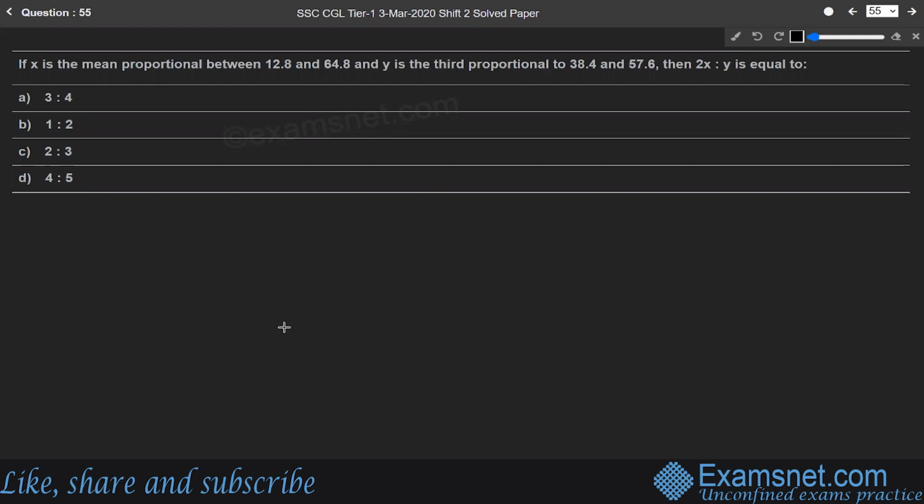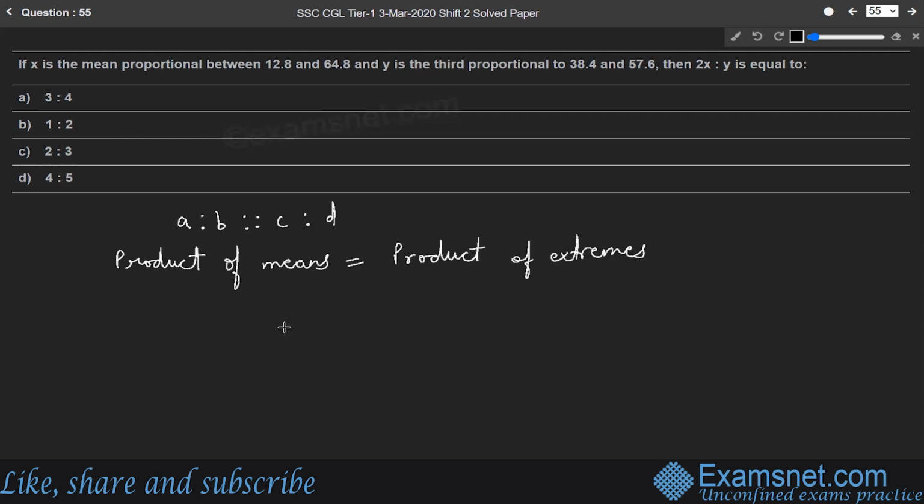First of all, let us understand what is a mean proportional. Okay. So if we have A ratio B proportional to C ratio D, then in this case, product of means is equal to product of extremes. What are means? These two elements are means. And what are the extremes? First and last element is extreme. So this is the product of extreme, which is A into D, will be equal to product of means, which is B into C. Okay, so this is the basic concept that we will use here.